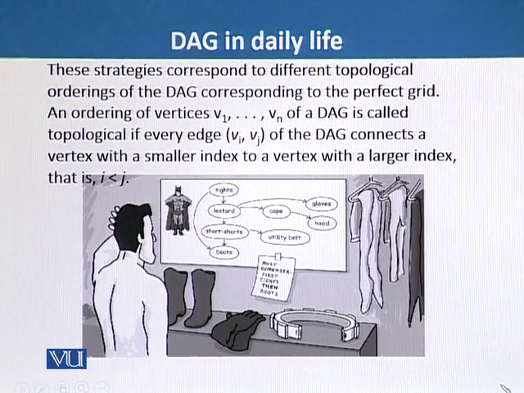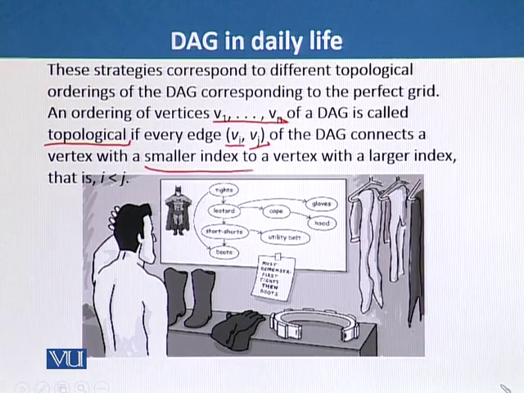So these strategies correspond to different topological orderings of the directed acyclic graph corresponding to the perfect grid. The ordering of the vertices is very important, because we have to calculate the weight of the vertex. A DAG is called topologically ordered if every edge from v_i to v_j of the DAG connects a vertex with a smaller index to a vertex with a larger index, that is, i is less than j.